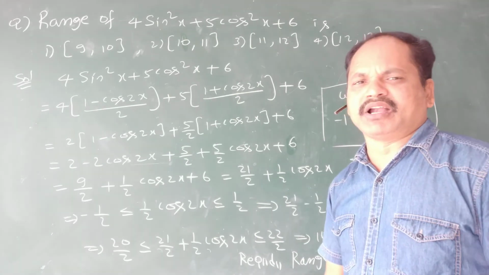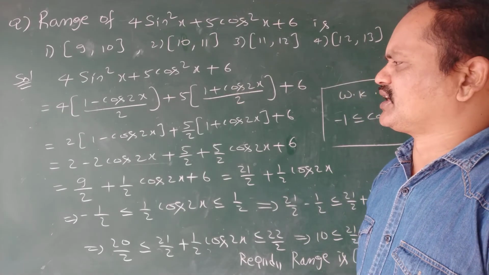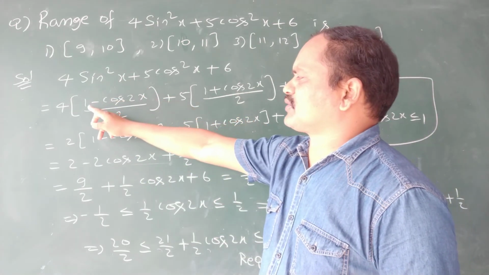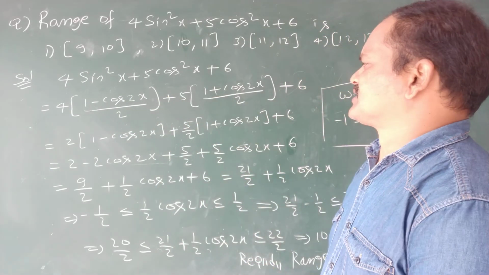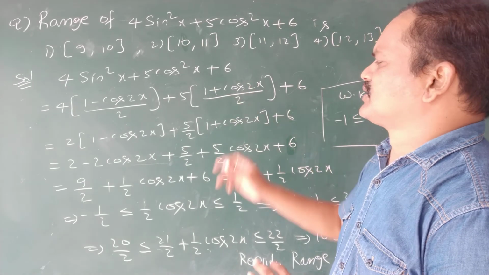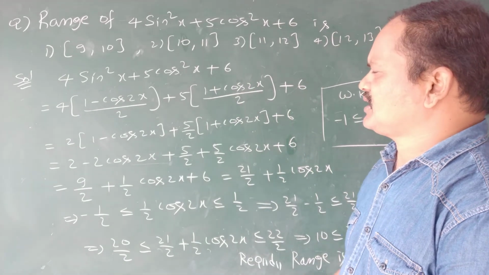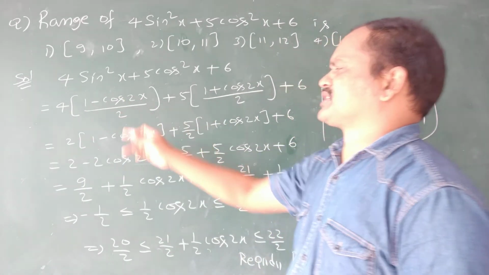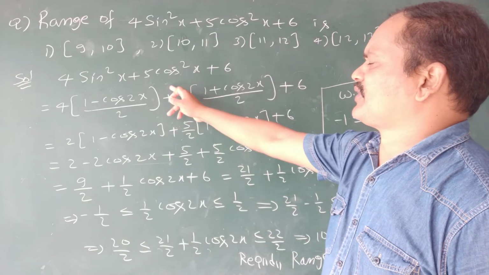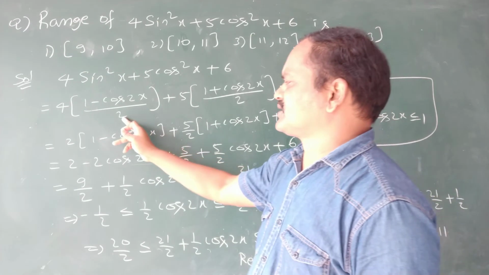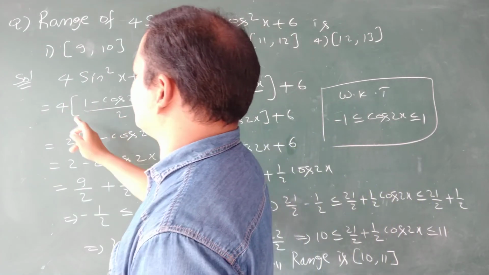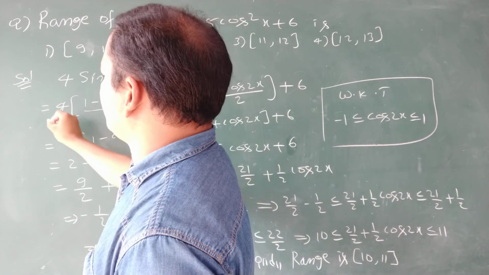Actually from multiple and submultiple angles, we know that sin square x is 1 minus cos 2x whole by 2, and cos square x is 1 plus cos 2x whole by 2. That's why it is 4 times 1 minus cos 2x whole by 2 plus 5 times 1 plus cos 2x whole by 2. Now simplify this. So 4 by 2 gets cancelled, that's why here there is 2.